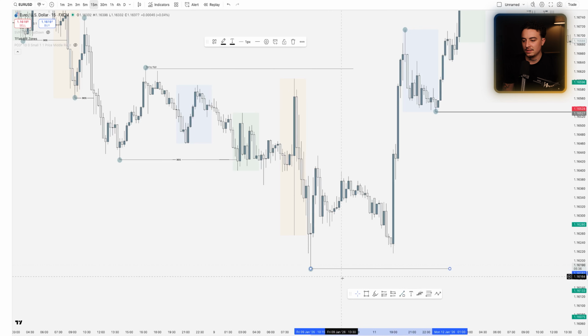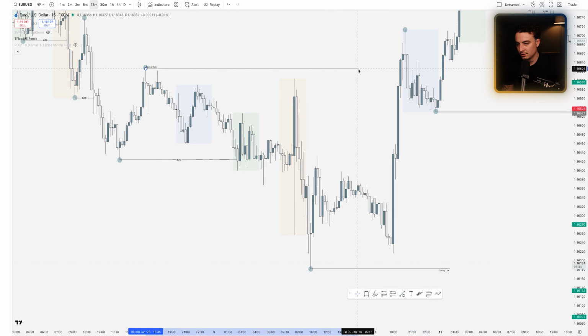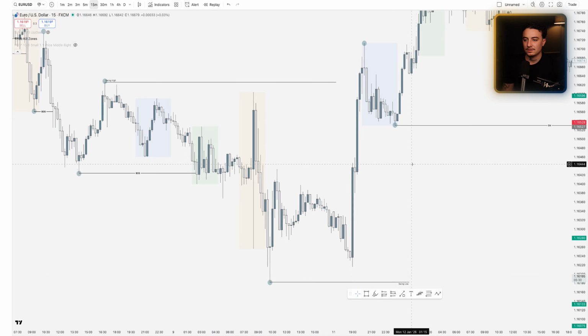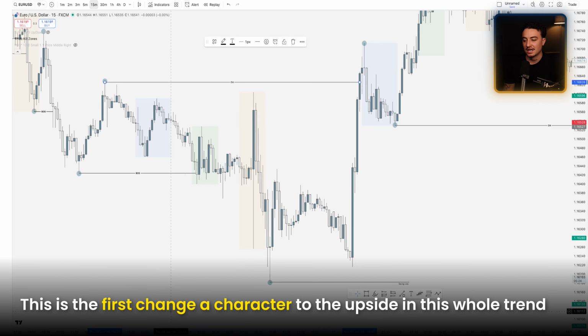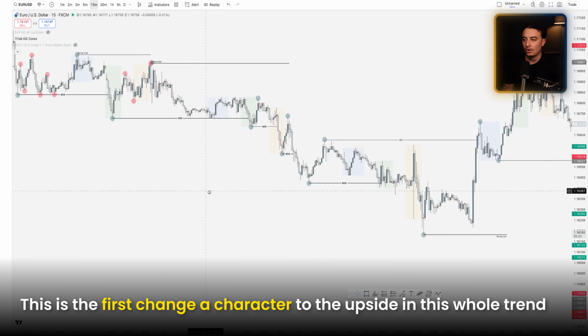So right now, the new range is this low. This is the swing low. This is the lowest point that this high put in, and this is the swing high. So we're trading within this range, okay? Now what happens? Price comes to the upside and takes this high. So what is this? This is the change of character. This is the first change of character to the upside in this whole trend.